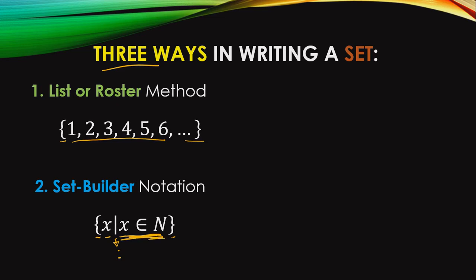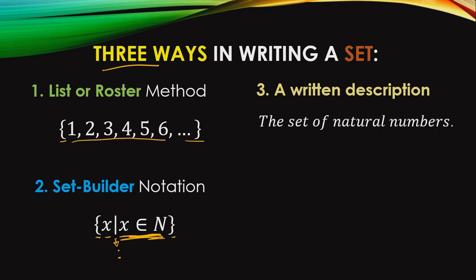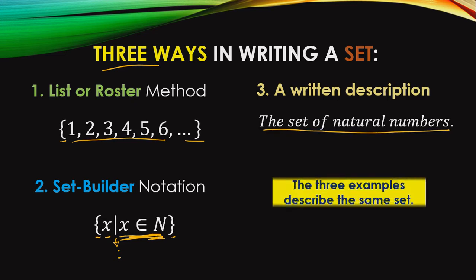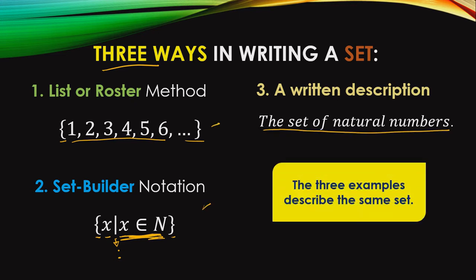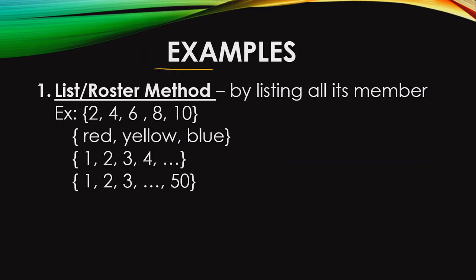Okay? So next is a written description. This one is just in sentence form. We describe the set of natural numbers. So you noticed, class, that 1, 2, 3 are different ways of writing a set but we only describe the same set, which is the set of natural numbers. These are other examples.